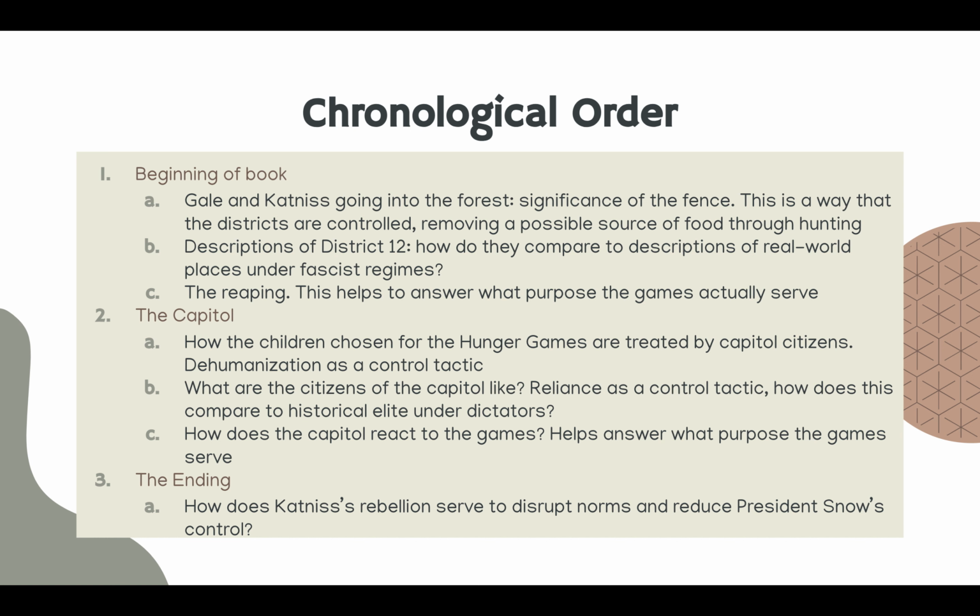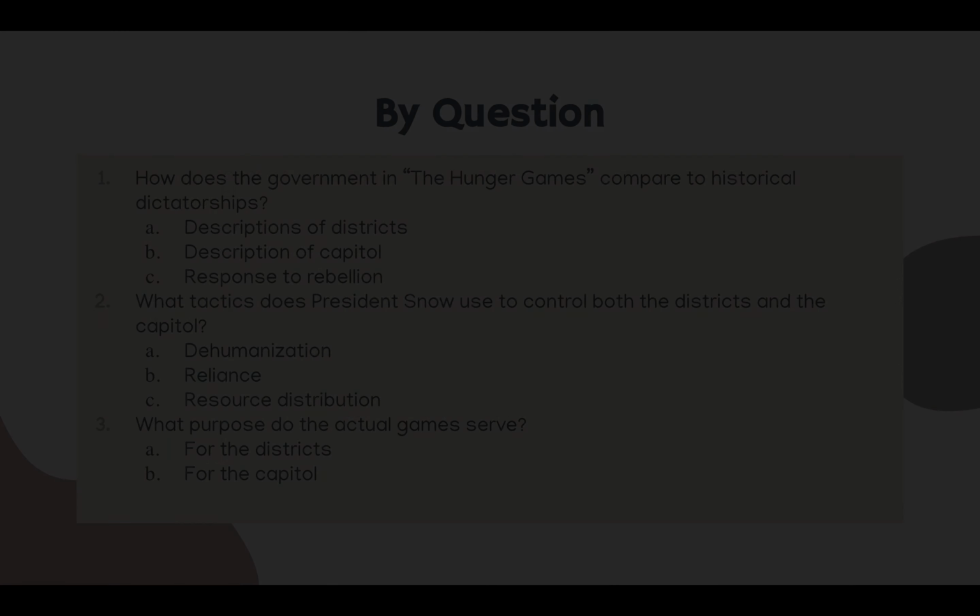Then maybe the final section of their paper would be about the ending of the book and basically Katniss's rebellion and how that reduces President Snow's control. Once again, that would answer that control question. So this would be one way that you could outline in the brainstorming phase the body of a paper. But let's look at an alternative method.